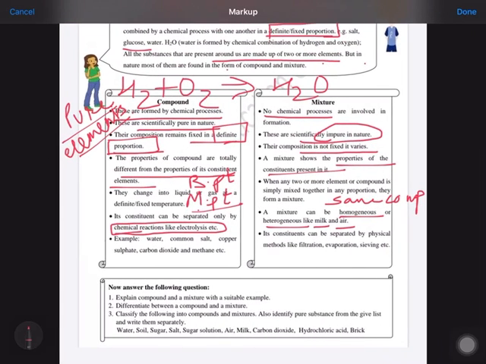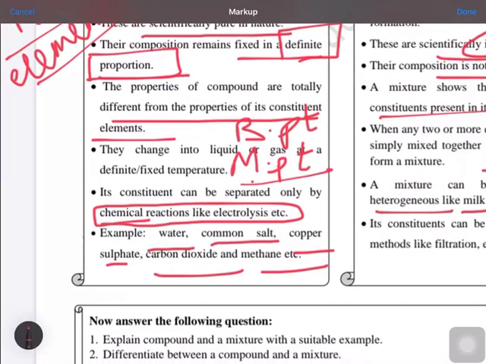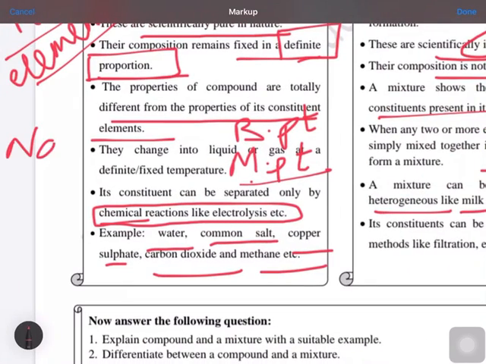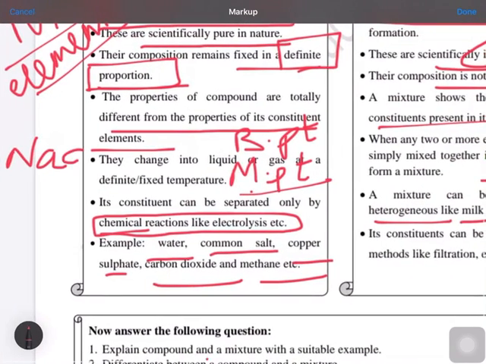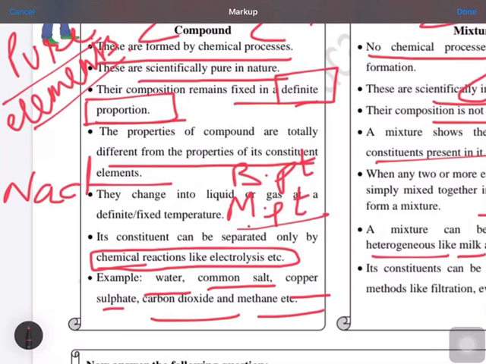into different forms. Now the different examples of compounds are water, common salt, copper sulfate, carbon dioxide and methane. If you go through the formula, common salt is sodium chloride, then copper sulfate is CuSO4, all having a fixed number of the particular elements. Carbon dioxide is CO2, methane is CH4. That means we have a particular formula for the compound.